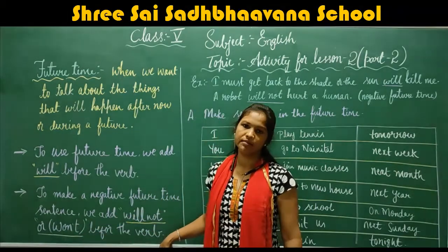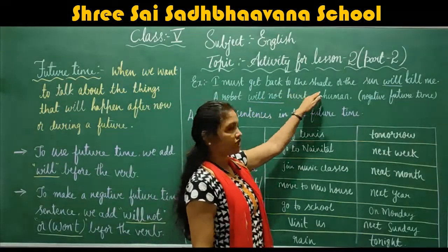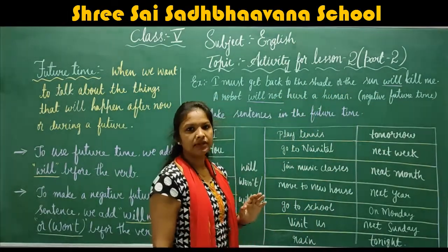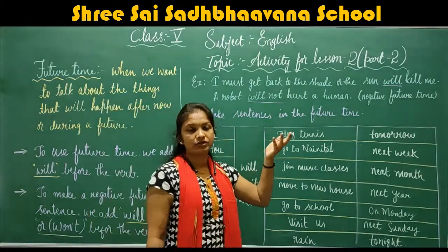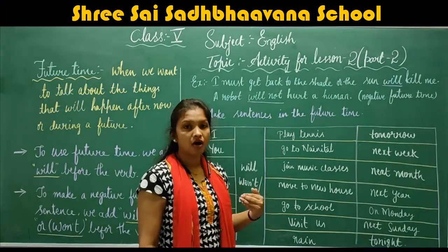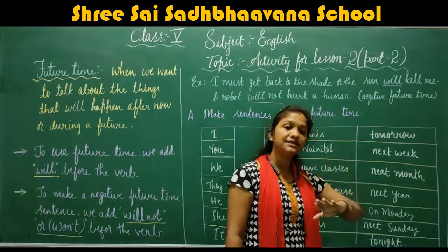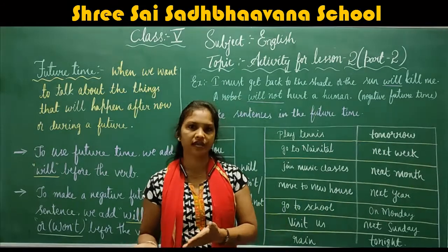won't before the verb. Okay, for example, here: I must get back to the shade or the sun will kill me. This is future time, right? Here the sentence tells us that if I don't get back to the shade, I have to go to the shade or the sun will kill me. This is future time. This action will take place later if I don't go to the shade.